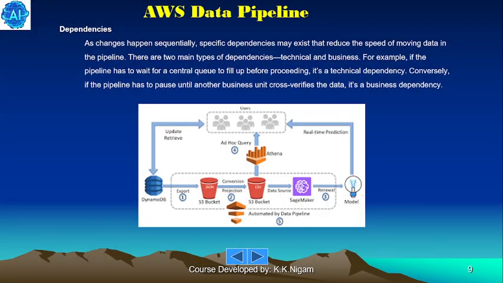Dependencies. As changes happen sequentially, specific dependencies may exist that reduce the speed of moving data in the pipeline. There are two main types of dependencies: technical and business. For example, if the pipeline has to wait for a central queue to fill up before proceeding, it is a technical dependency. Conversely, if the pipeline has to pause until another business unit cross verifies the data, it's a business dependency.